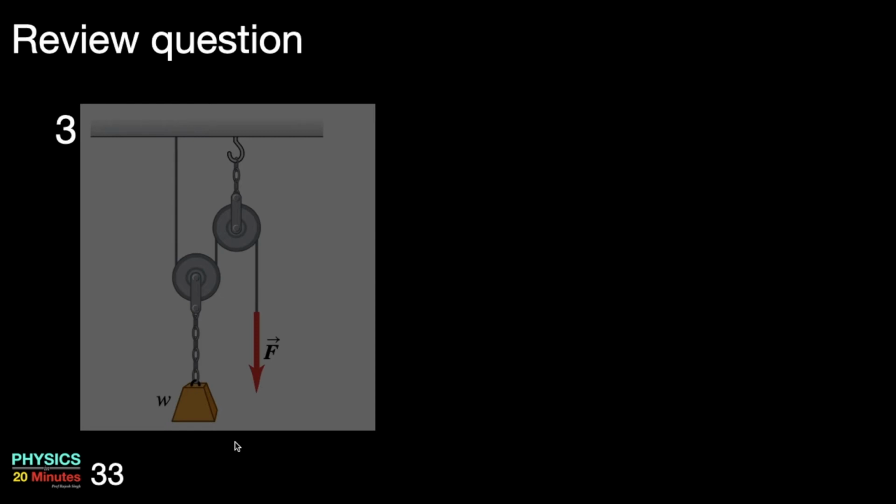Free body diagram for the weight: W, weight working downward. Tension in this chain, this is a different chain, so tension in this chain could be T1. So W downward, T1 upward, there is no acceleration. So that makes T1 equal to W, remember that.